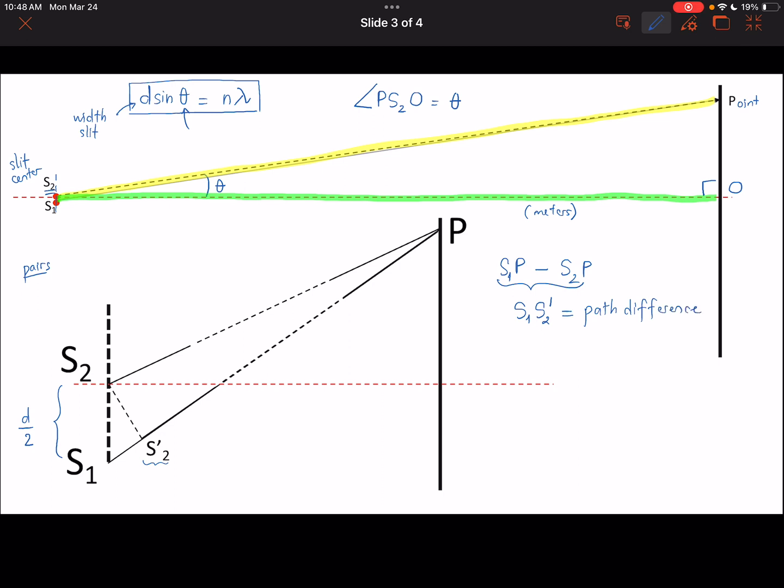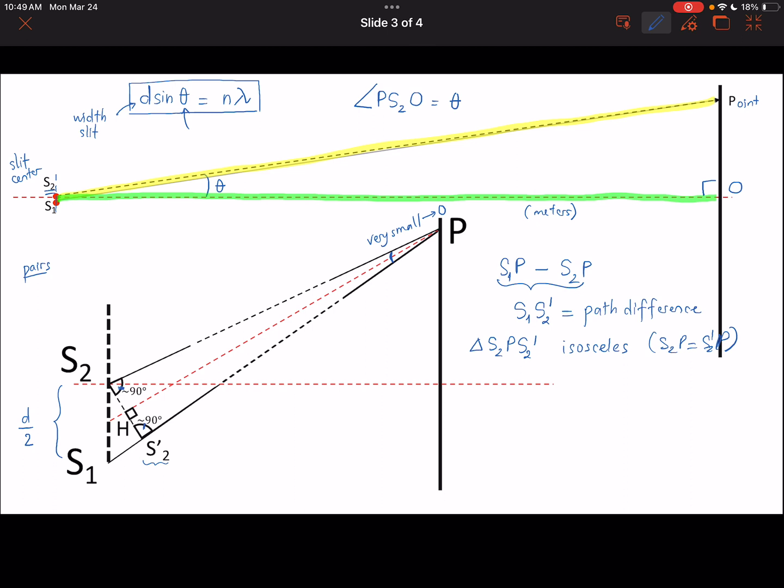Okay. Now we can see that this triangle here, S2 P S2 prime, will be an isosceles triangle, right? Because these two sides are equal to each other. That's why these two angles are also equal to each other, okay? And the important thing to note is that point P is very far away from S2 and S1, which means that this angle is very small. It's a very small angle that it can approach a zero value. And that's why these two angles are approximately equal to 90 degrees.